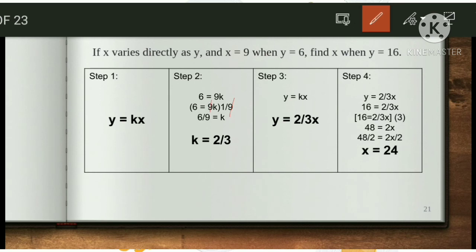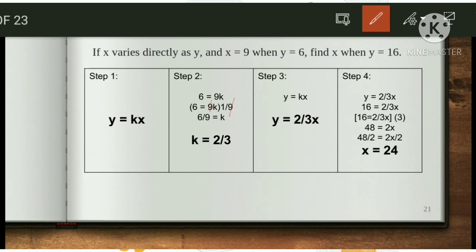We can simplify 6 over 9 by dividing both the numerator and denominator by 3. So 6 divided by 3 is 2, over 9 divided by 3 is 3. So our k in simplified form has the value of 2/3. Okay? So our k is 2/3.